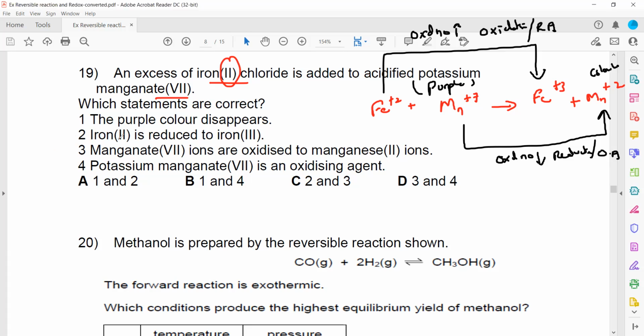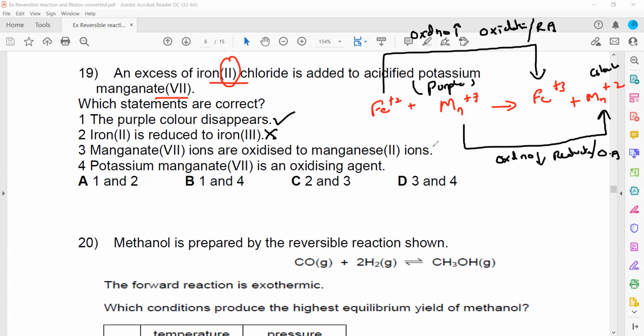So when we check the statements, the purple color disappears. That's true because originally Mn plus 7 turned into Mn plus 2. So the purple color will disappear, or there will be no purple color. That's true. Iron 2 is reduced to iron 3. That's not reduced, that is called oxidation. So this is not correct.